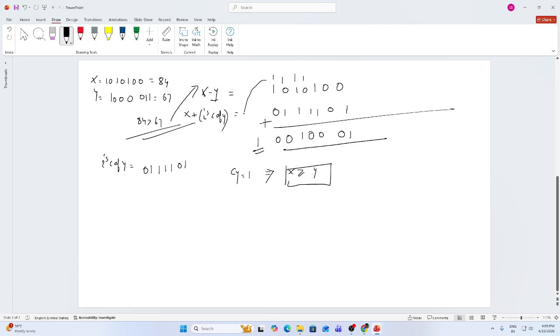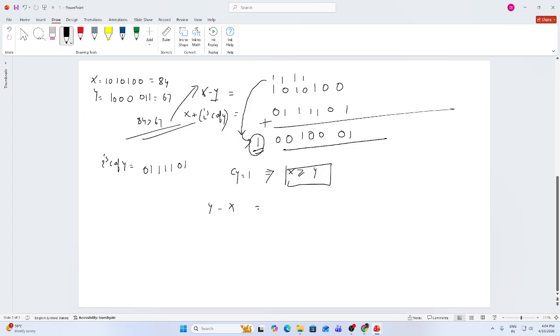So carry out of this MSB bit. If I look into this end carry, since it is 1 here, the interpretation is x is greater than or equal to y. Similarly, you do this method, y minus x.